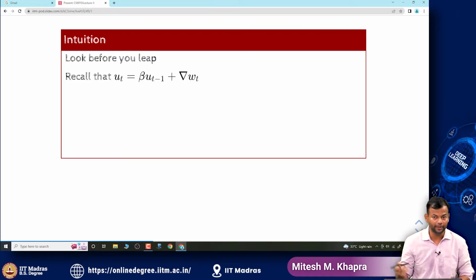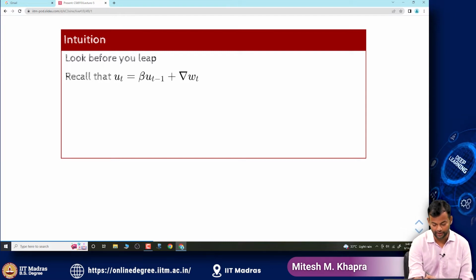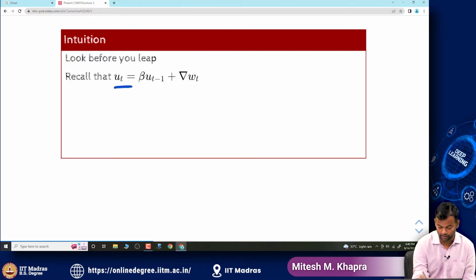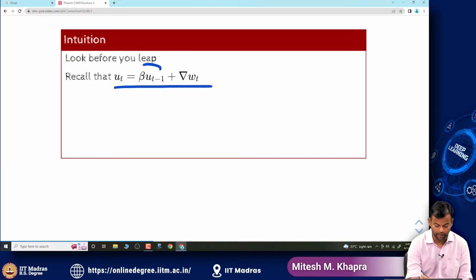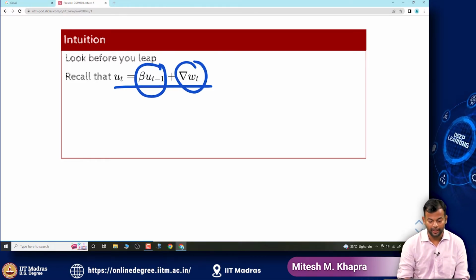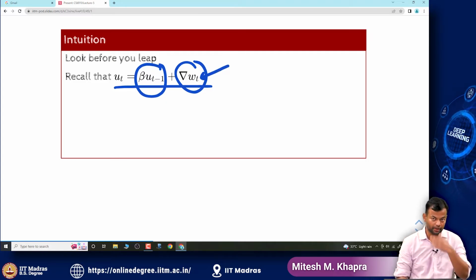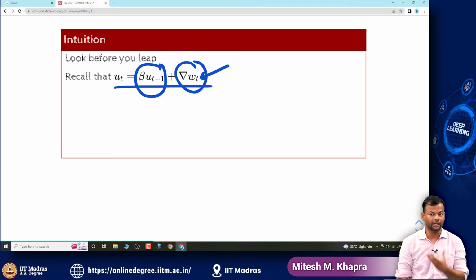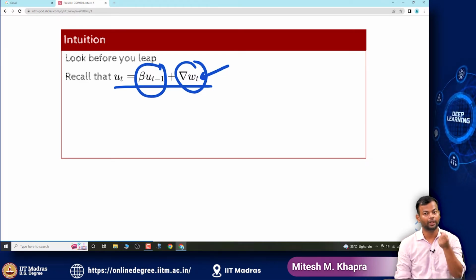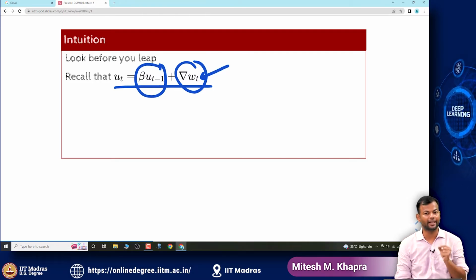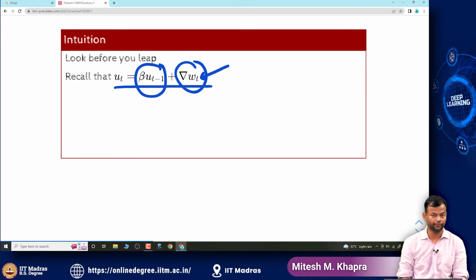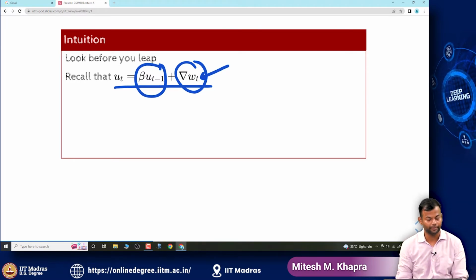Remember that in momentum-based gradient descent, this is what the update term was, and it has two parts. It has the history part and it also has the current derivative. And this current derivative was computed using the current weights. That means you have a formula for the derivative of the loss function which had w, and for that w you substituted the value of wt, whatever was your current weight value at this iteration.